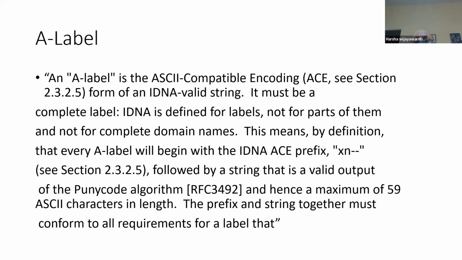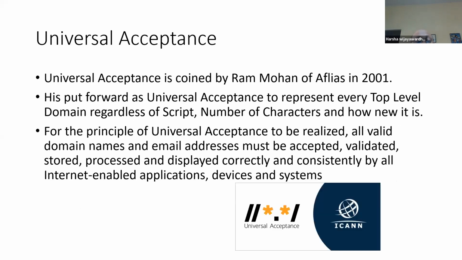So what is universal acceptance? Universal acceptance was coined by Ram Mohan of Afilias. Afilias is actually based in Singapore. They are the ones who are running .asia. They are running a lot of these international domain names. It's a company in Singapore, and Ram Mohan is the main person.